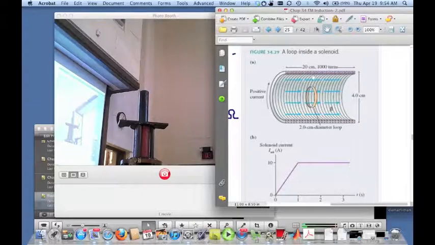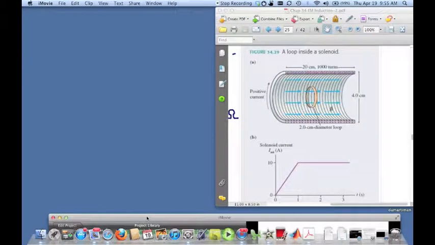Let's look at this example here, which is in your book, of an application of Faraday's law. For the case of a solenoid, as you can see there, a big solenoid, and there is a ring inside the solenoid, and the solenoid has a current that changes with time as described by the plot on the bottom. So the current on the solenoid starts from 0, ramps up linearly all the way to 10 amps, and then once it reaches 10, it stays constant. The question is, what's going to be the induced current in this loop, in this ring inside the solenoid?